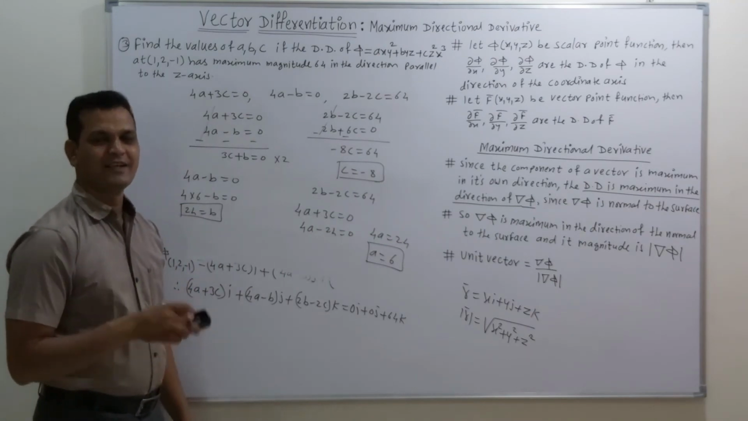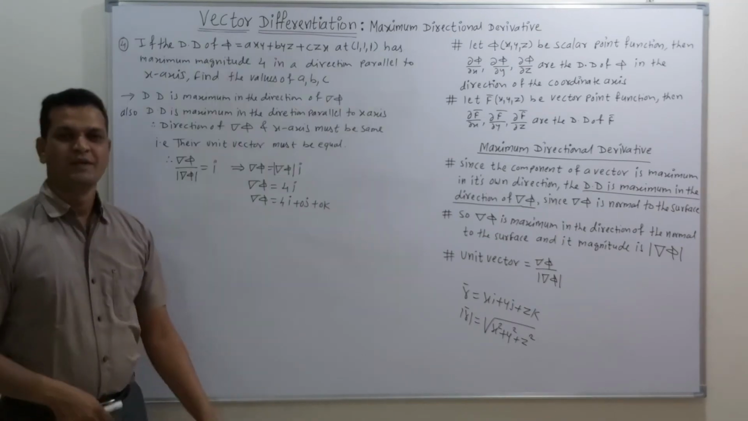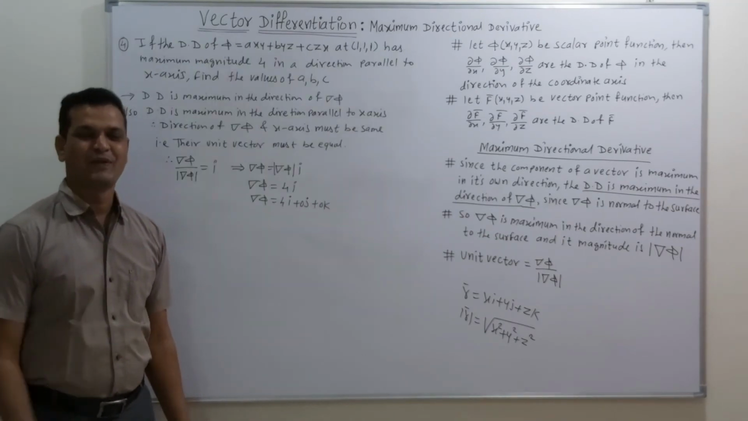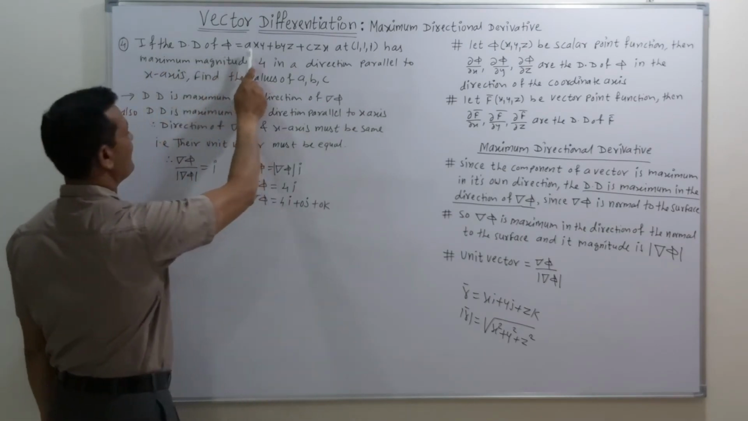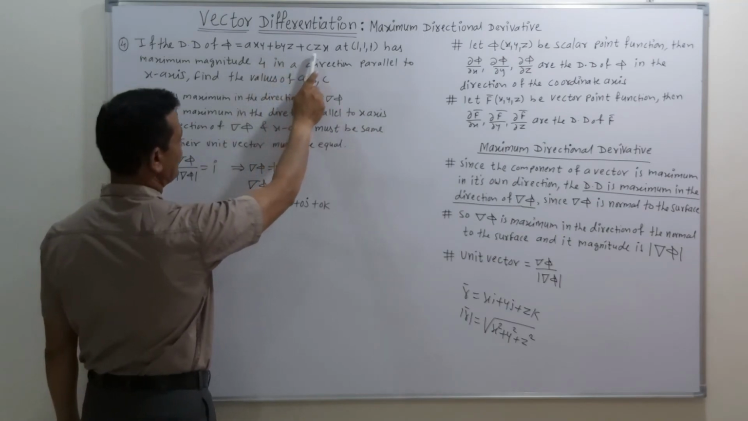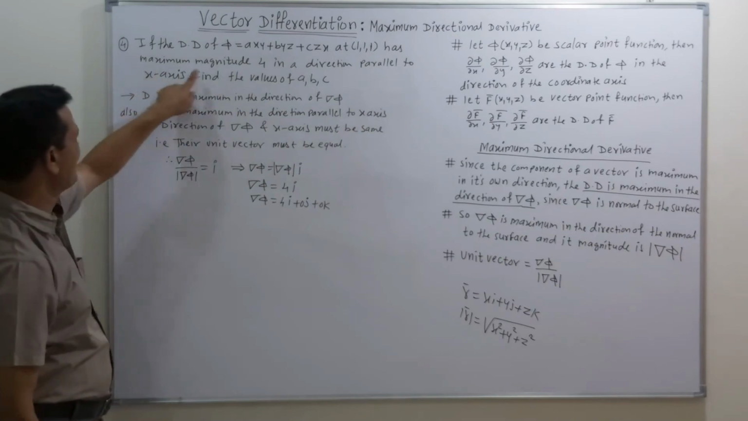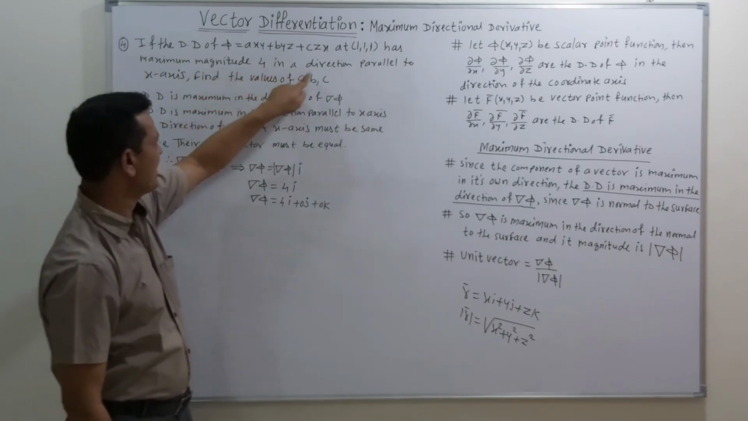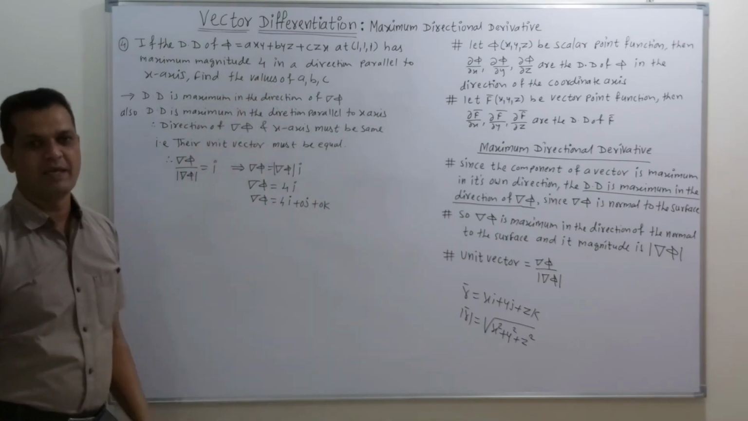Now friends, let's take the last example of this video lecture, the fourth one. The fourth and last example is: if the directional derivative of phi, which is defined as axy plus byz plus czx, at the point (1, 1, 1) has maximum magnitude 4 in a direction parallel to the x-axis, find the values of the constants a, b and c.